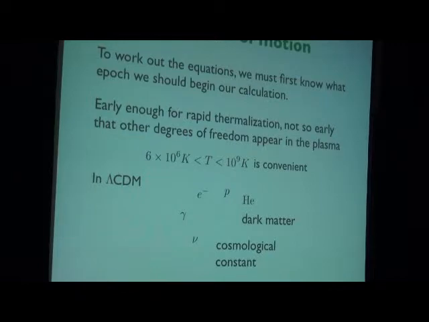So it's convenient to start after electrons and positrons annihilate, but early enough so you can still set the initial conditions easily. And so a typical range of temperatures that one is interested in would be something like 10^6 to 10^9 Kelvin to set your initial conditions. Then in lambda CDM, around this time, we know that the universe is filled with photons, electrons, protons, helium, neutrinos, and dark matter, and there's also a cosmological constant. And so the question will be how we write down the equations of motion for all these objects.